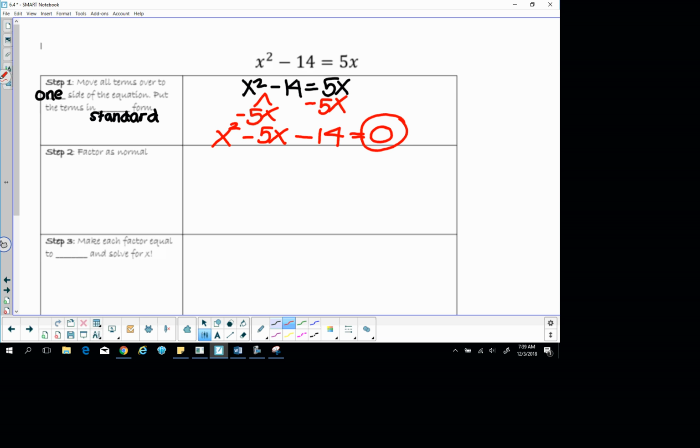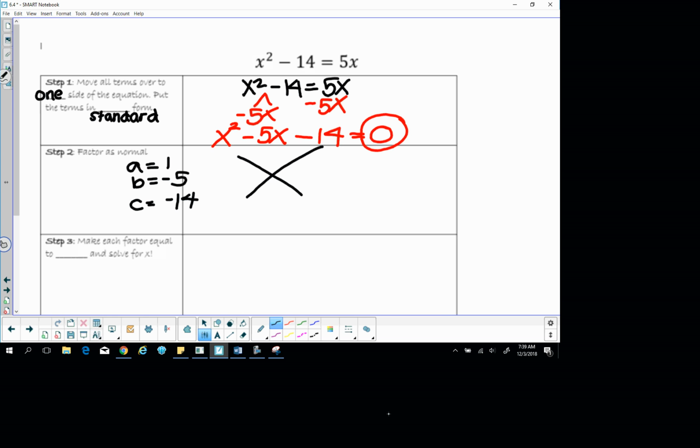Then we factor like we normally do. Is there a number that goes into all three of these? No. So we just start our A, B, C. What's our A here? 1. Our B, -5. Good. And our C, -14. Then we do our X.